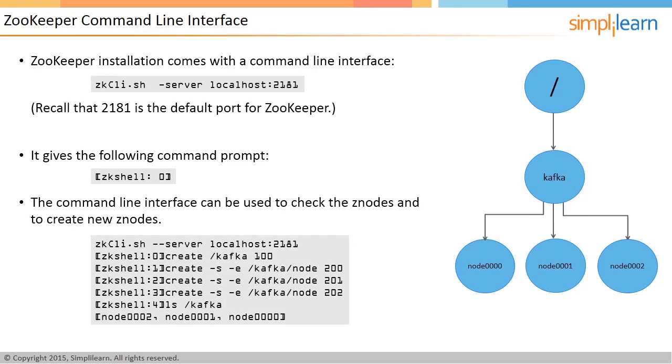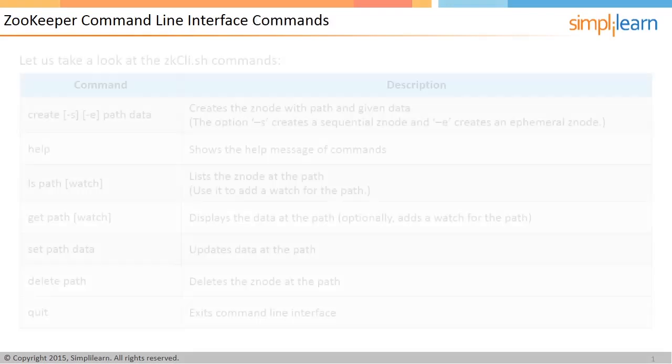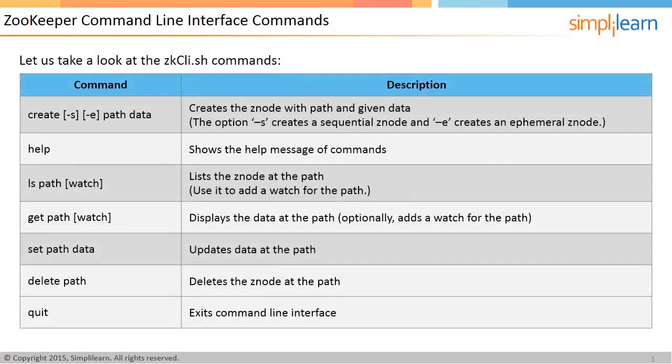The help command is used to get information about the available commands. Path is the full path of the znode to be created and starts with a /. Some data has to be associated with the znode and is specified with the data. The ls command is used to list the znode directory tree. A path starting with a / is specified. You can also add a watch on the path to be alerted about any changes to the path.